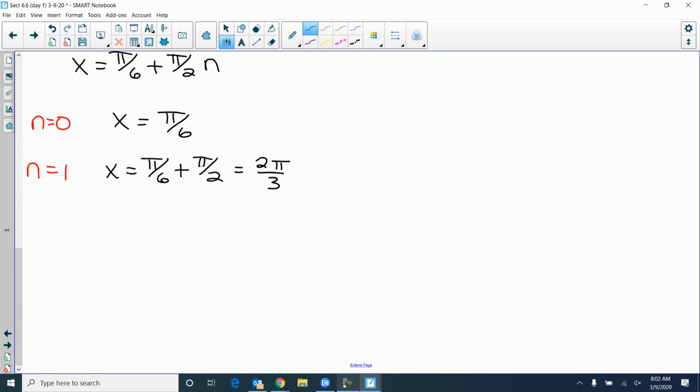Keep going, because 2 pi over 3 is definitely less than 2 pi. So now multiply by 2, and I get x equals pi over 6 plus, all right, pi over 2 times 2 is just going to give you pi. And what do I get there? 7 pi over 6.